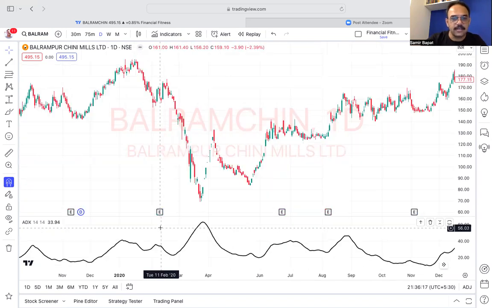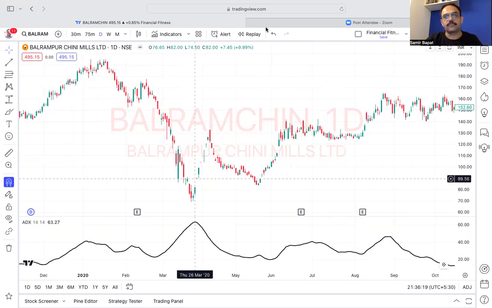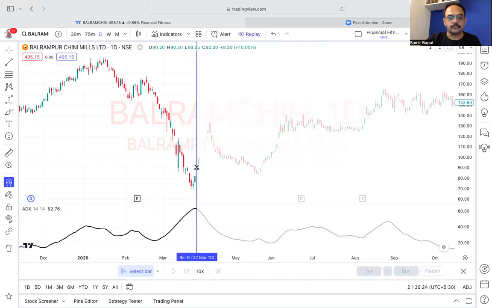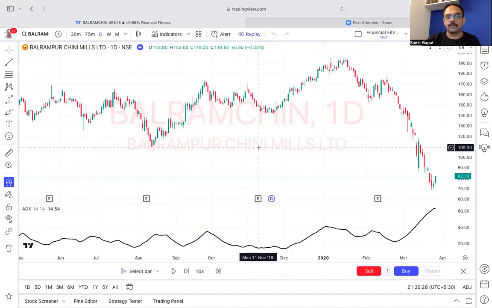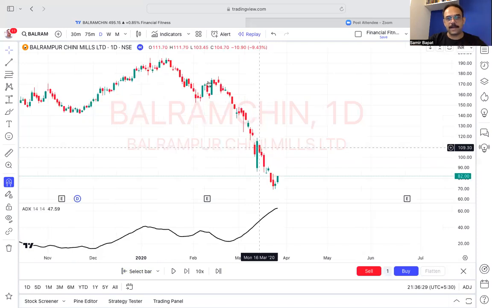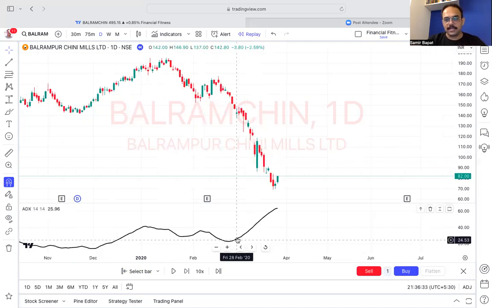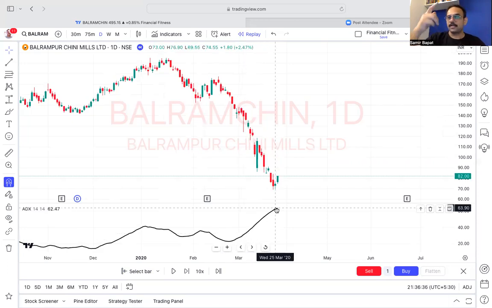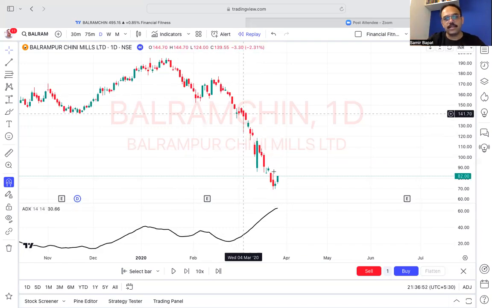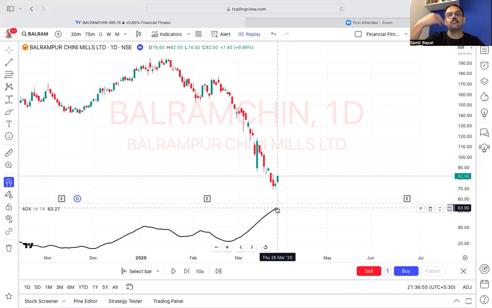If we see here, the price is going down, but again the indicator is going up. Just 1 minute before, I showed you one example, the same stock, Balrampur Chini, when the price was going up, the ADX indicator was also going up. Now here the price is going down, still the ADX indicator is going up.